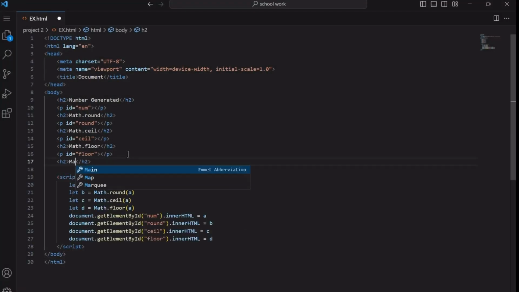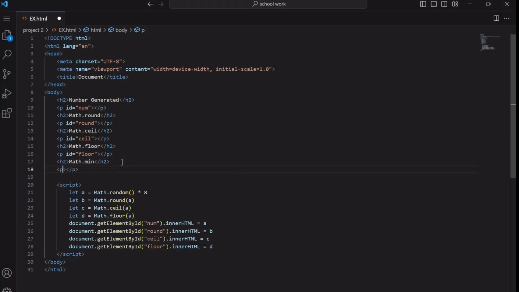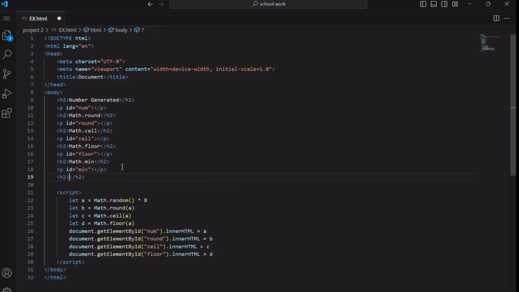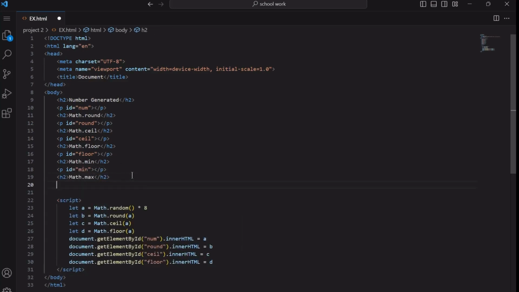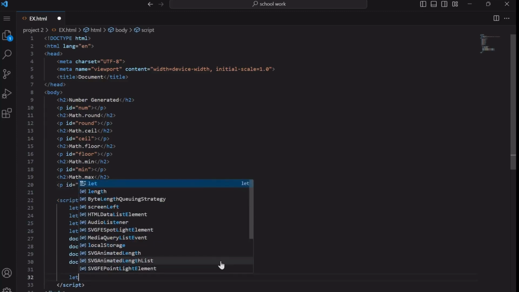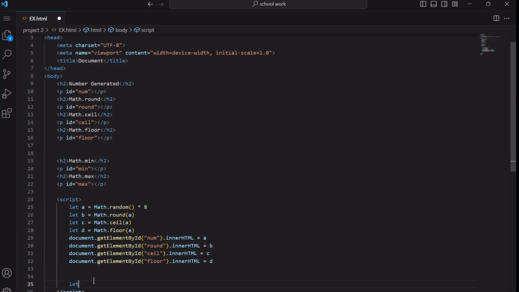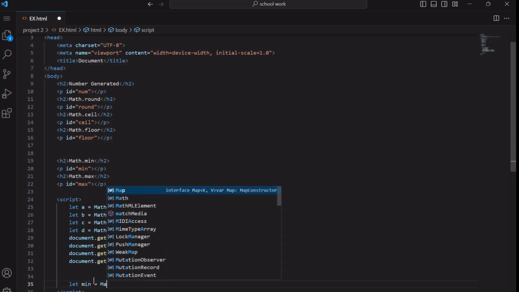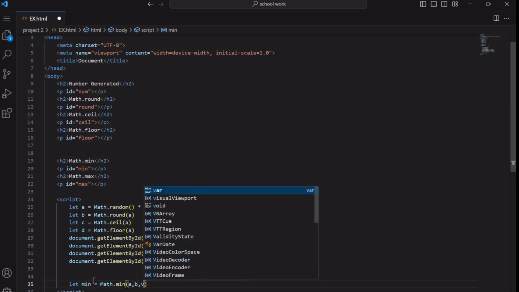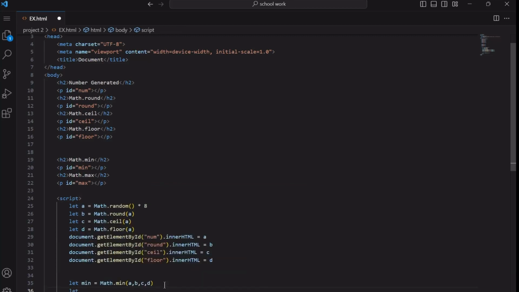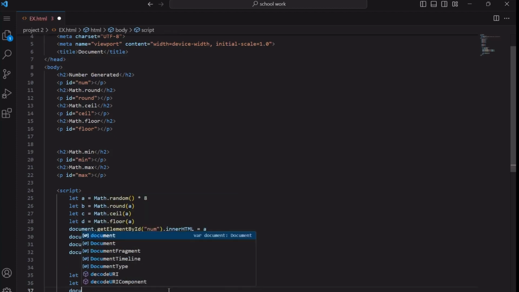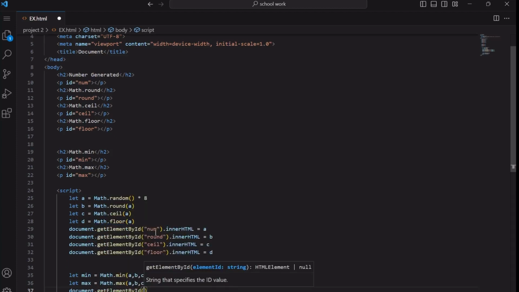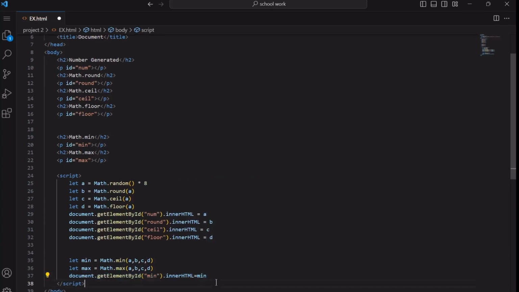Using the previous example from rounding, we could just add 2 more headings such as mathmin and mathmax with 2 paragraphs as placeholders. After that, it's just mathmin ABCD and mathmax ABCD, and using document.getElementById.innerHTML to print these to the screen.